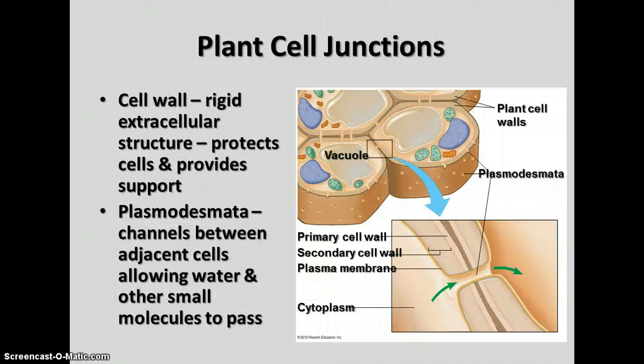In plant cells, we have slightly different things. Plant cells have cell walls that are rigid and extracellular to help support and protect the cell. But there are openings or channels in between adjacent cells called plasmodesmata. And the plasmodesmata allow water and other small molecules like signal molecules to pass.